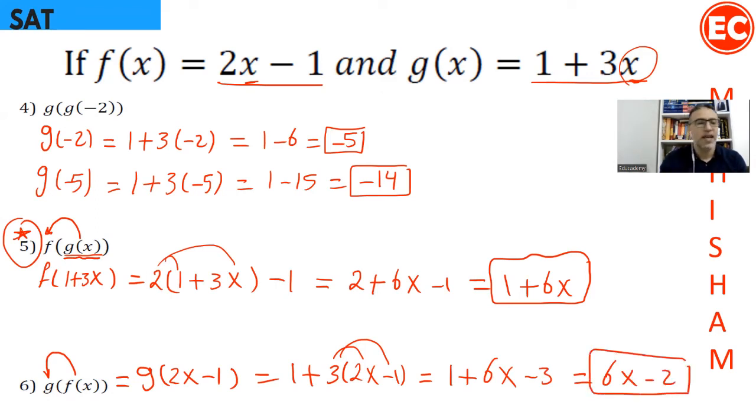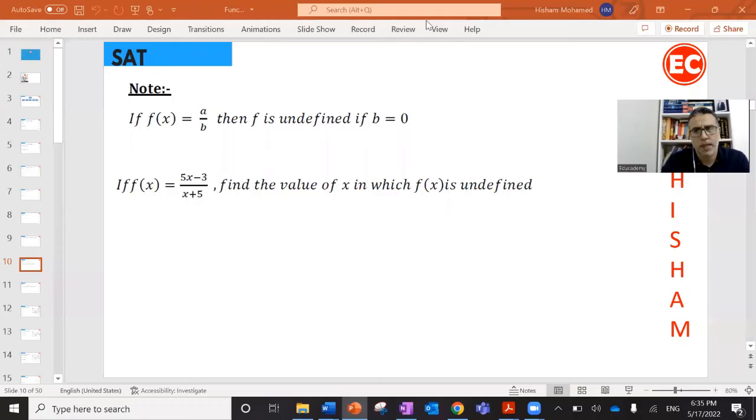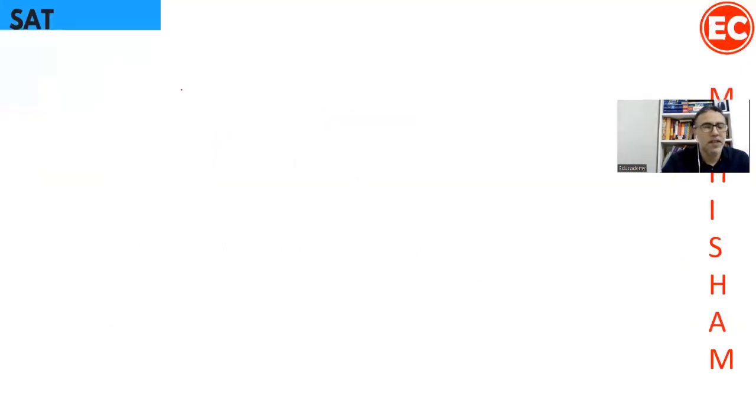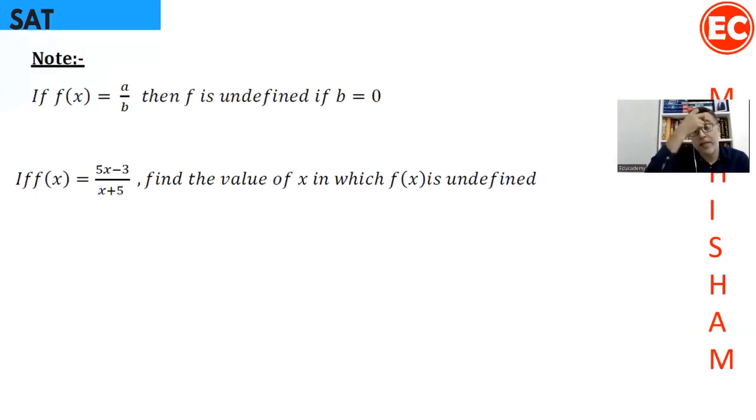So notice for questions 5 and 6, the value of f of x and g of x is a function, a new function in terms of x. If f of x is equal to a over b, then the function is undefined if the denominator is equal to 0.